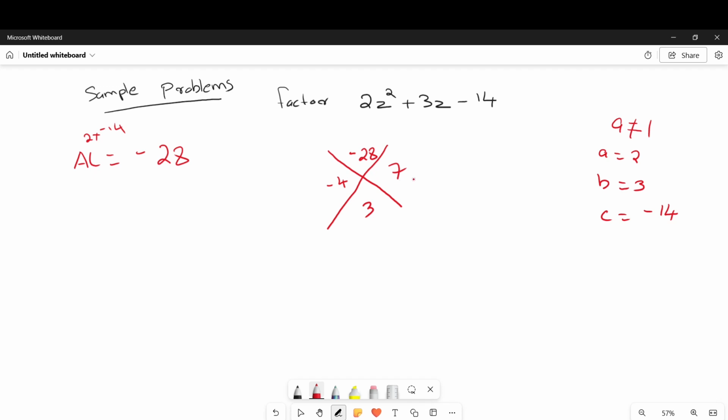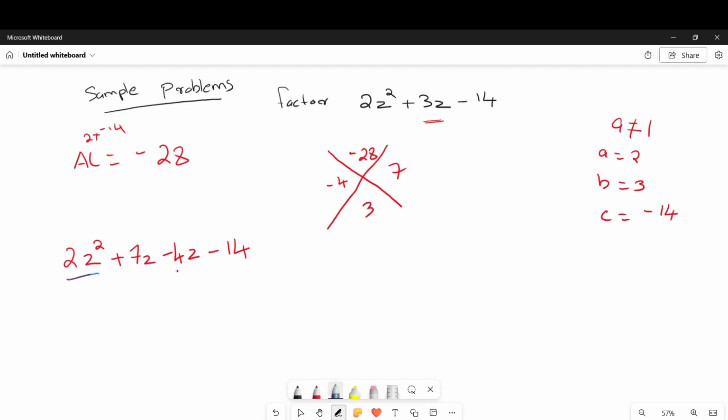What's next? When we have the two numbers, what do we need to do next? Split the middle term with these two numbers. Here, 2z square plus 7z minus 4z minus 14. This is the expression. Now how will we group? So this is a common term.